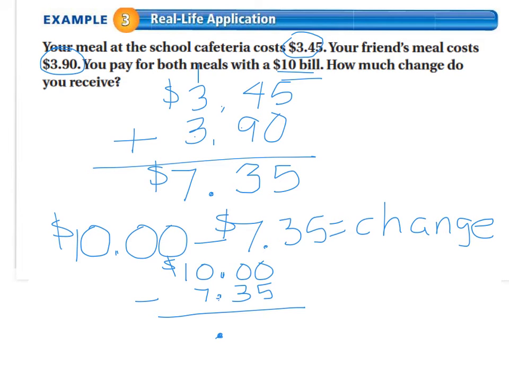Again, I have zeros here, so I need to go all the way over to here and regroup. $10 minus 5 is 5. 9 minus 3 is 6. 9 minus 7 is 2. $2.65 would be my change. That is the amount I overpaid.